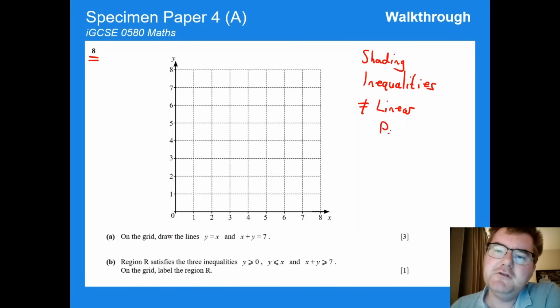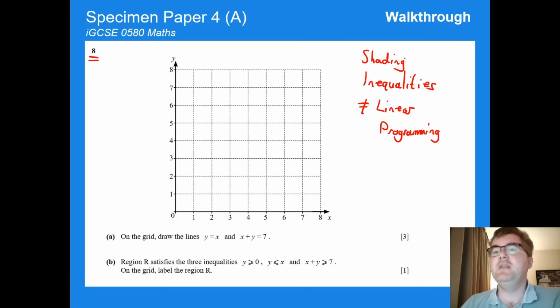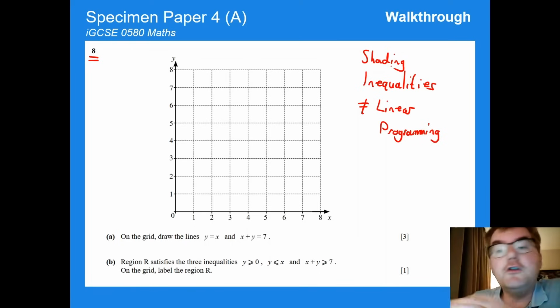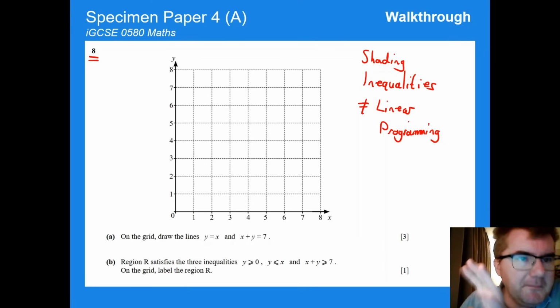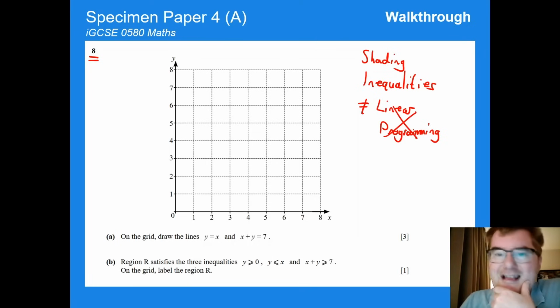And I often find students get confused. They think the question is essentially the same. So shading inequalities is still on the course, but to do something with it, like find the maximum value of something, for example, that is no longer in. So just keep that in mind. You still need to be able to shade inequalities, and this is a good example.